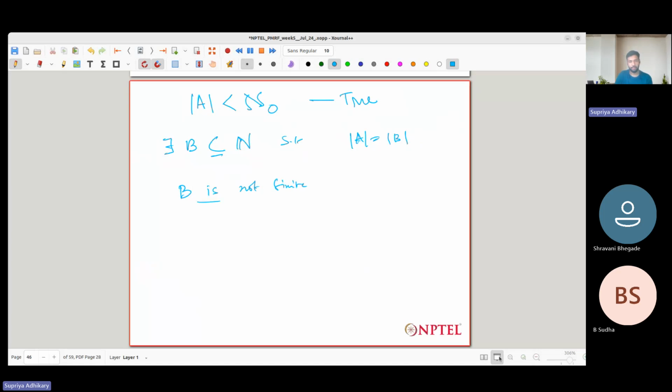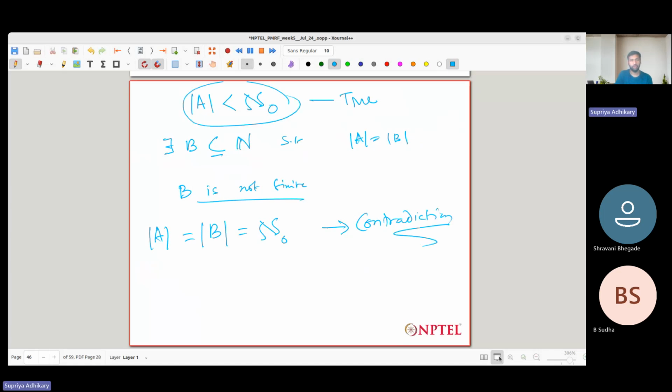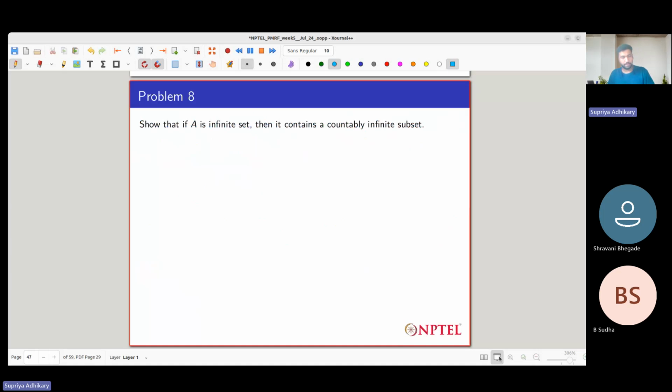So if B is not finite, then we can say that the cardinality of B is alpha, and that is nothing but equal to the cardinality of A. So this is a contradiction. So our assumption was wrong. That is, this is not true. So now, the next question is: given any infinite set, it contains a countably infinite subset.